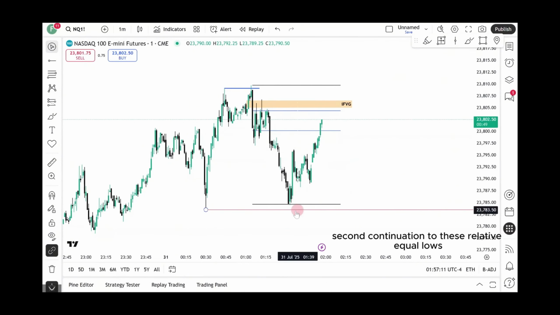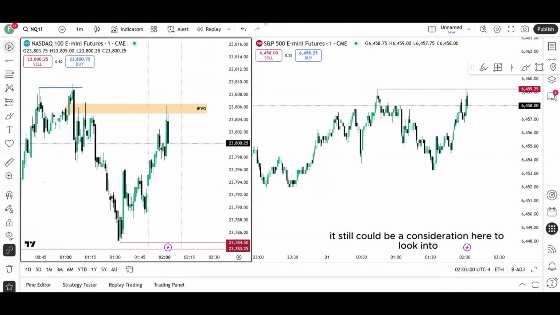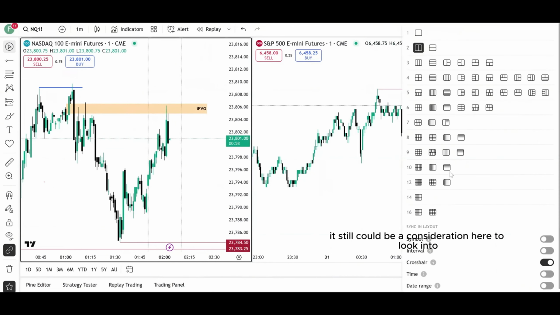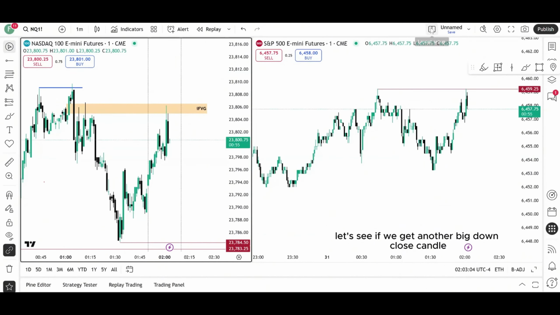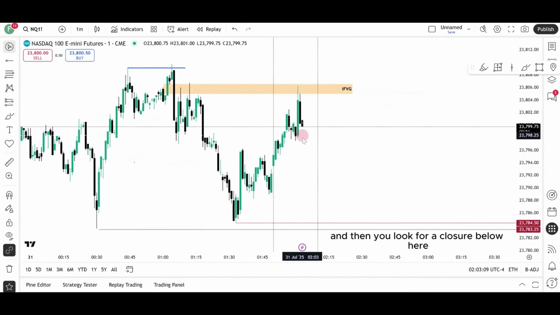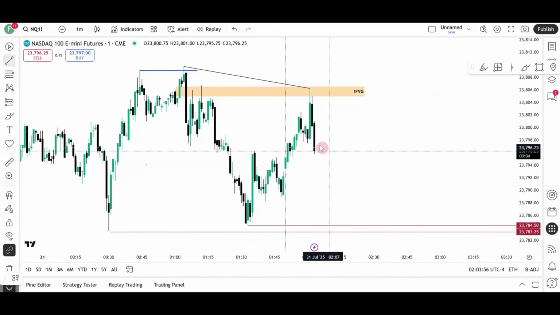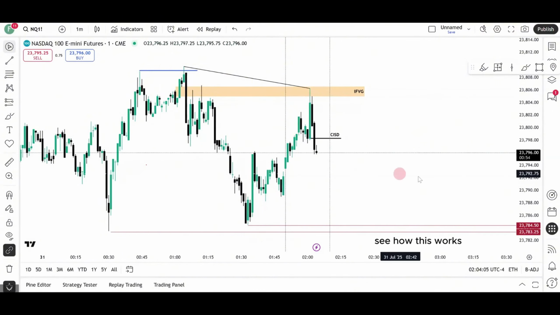Yeah. Second continuation to these relative equal lows. But that's kind of it. I still consider that SMT. I prefer it be completely different, but it still could be a consideration here to look into. Yeah. Let's see if we get another big down close candle. We'd need another big down close candle here, and then you look for a closure below here or impulse through here, and then the stop would go above the body there. It's been formed already here. Let's just see ISD, see how this works.